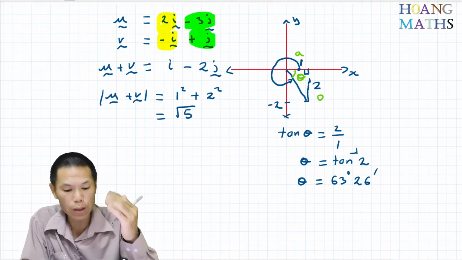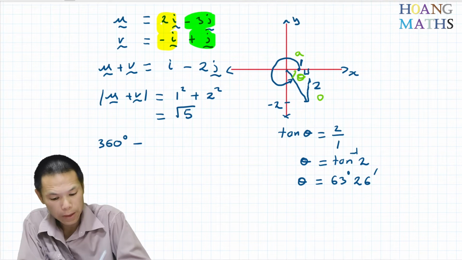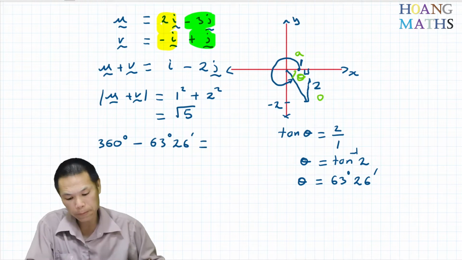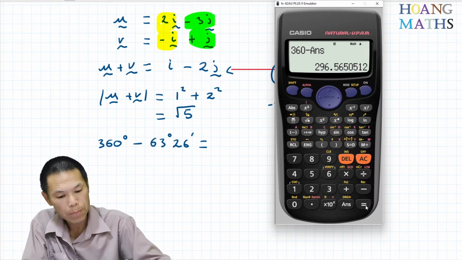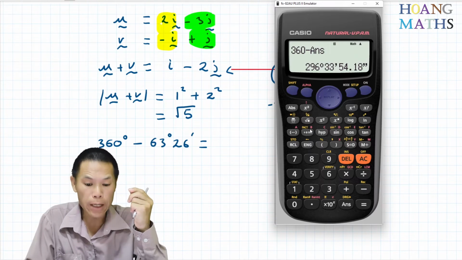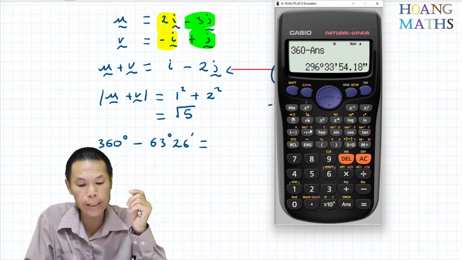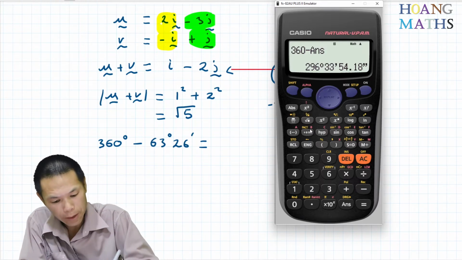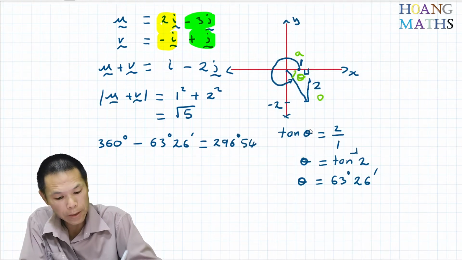To work out the direction, of course, we use 360 minus that angle theta. So 360 minus 63 degrees and 26 minutes. I just go 360 minus the answer, then the DMS button. So that is 296 degrees and 34 minutes, because 54 seconds is so close to a minute. So 296 degrees, 34 minutes.